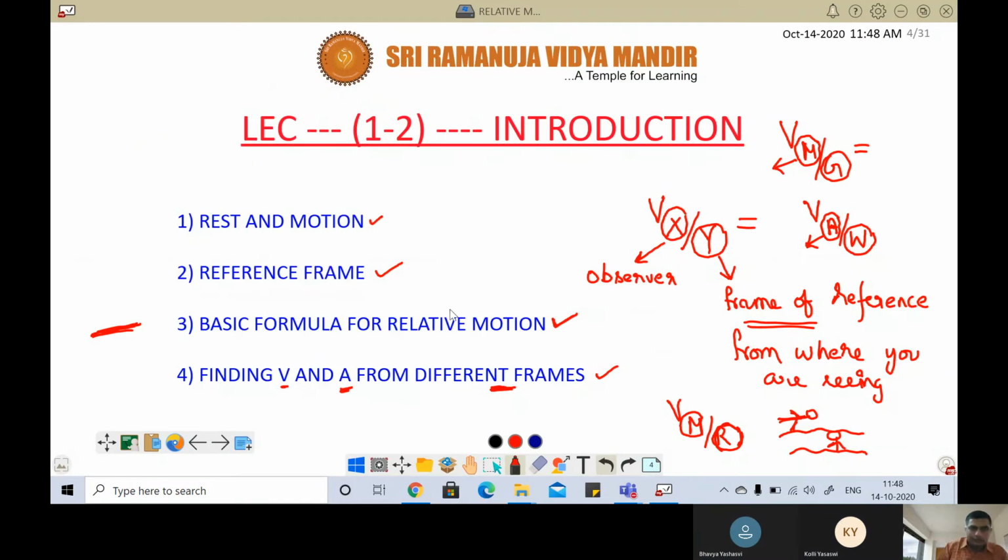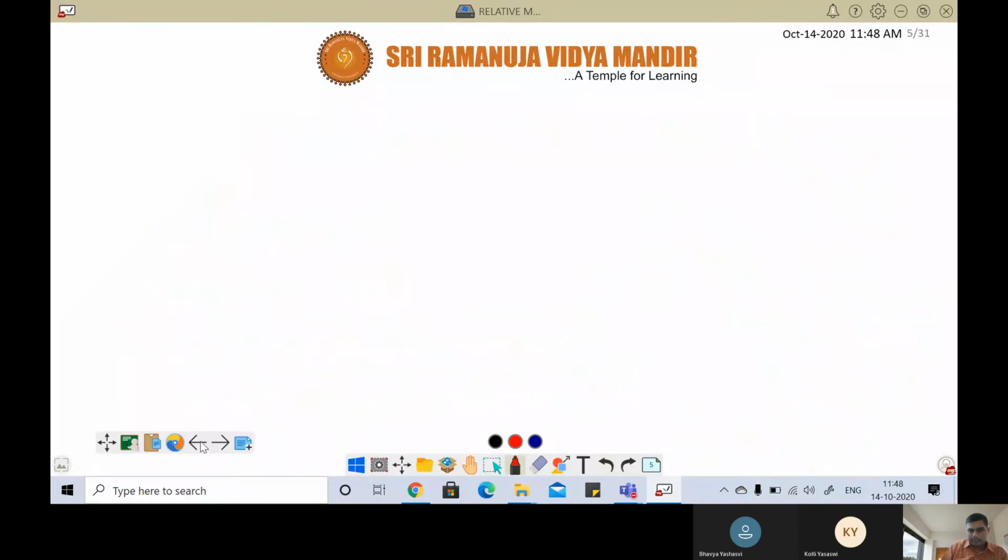In the first two lectures we studied what is meant by rest and motion, what is meant by reference frame, what is the basic formula for relative motion, and finding out velocity and acceleration. Of course, here we didn't find acceleration, but the method is the same. Whatever method we applied for velocity, the same method can be applied for acceleration from different frames. Understood? So this is what we have covered in the first two lectures.